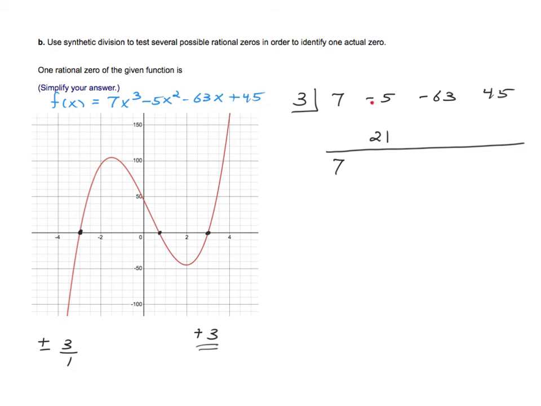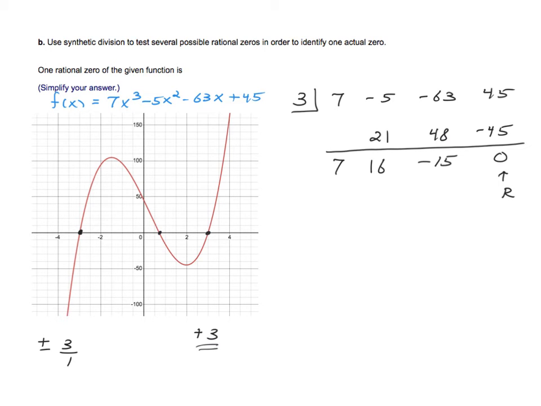We then add these two numbers together to give us positive 16, and then we repeat this process. I then take 16, multiply it by 3, and it gives me 48. I then add these two numbers together, and that's going to be negative 15. I then take negative 15 multiplied by 3, and that gives me negative 45. I add those two numbers together, it gives me 0. And this number that we get at the end is the remainder.